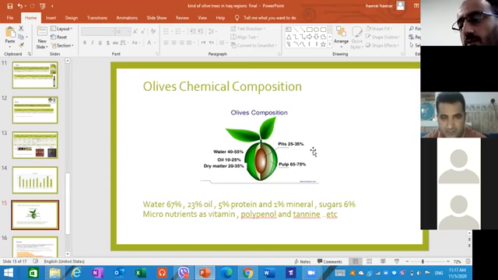Production is 5%, and metals and vitamins about 1%, and sugar about 60%, and micronutrients such as vitamins, polyphenol, tannin, and pigments we can find in the olives.